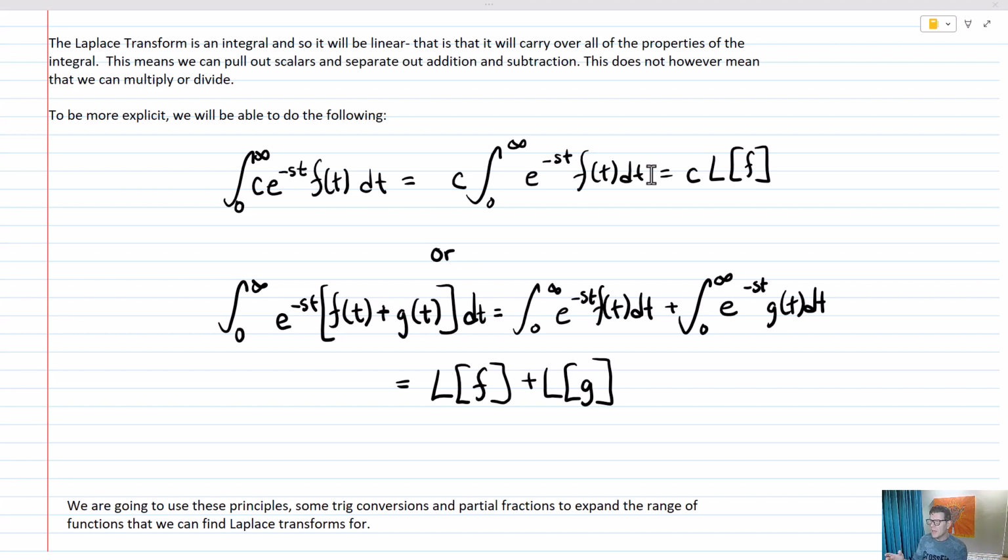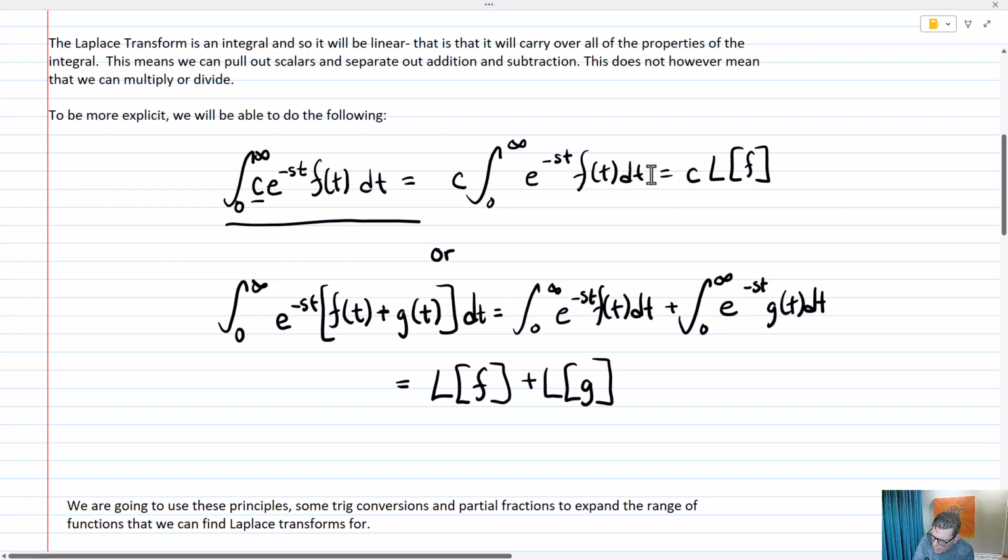To be more explicit, we're going to be able to do the following. What you're going to notice here is our definition of the Laplace transform, but we've multiplied it by a scalar. That scalar can then be brought out because we can do that utilizing integration. Consequently, we get the scalar times the Laplace transform. It's a pretty simple principle, but I wanted to make sure that we see what it looks like as an integral. We can also do that for addition.